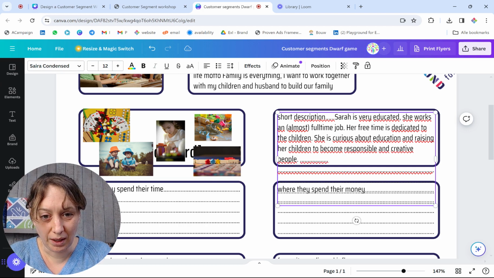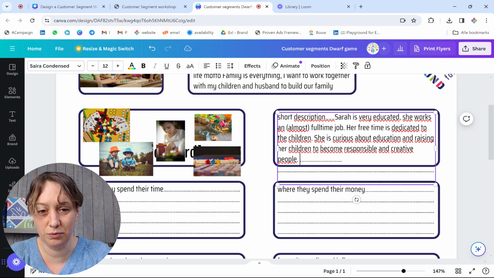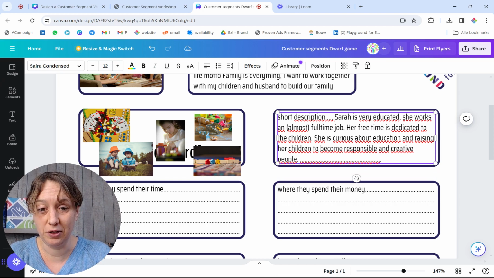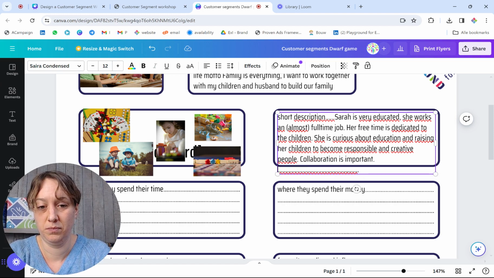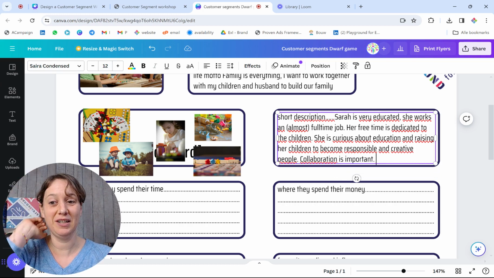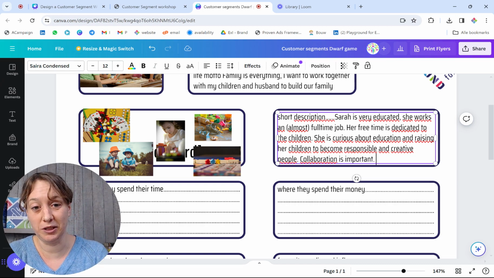So Sarah's really into education and working together. She's really determined to do her job as a mom well, and she really wants to collaborate. The collaboration is important to her. She wants to have fun with her children, being a mother, and raising them into responsible adults.